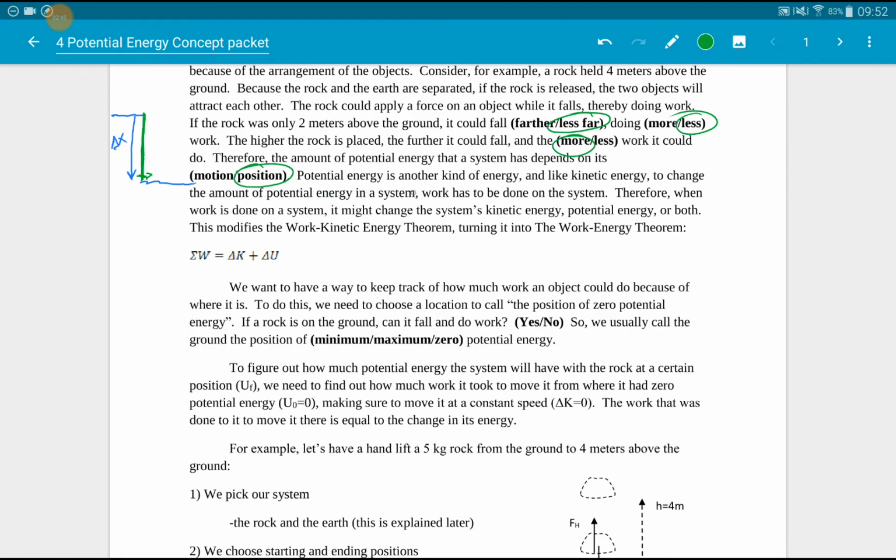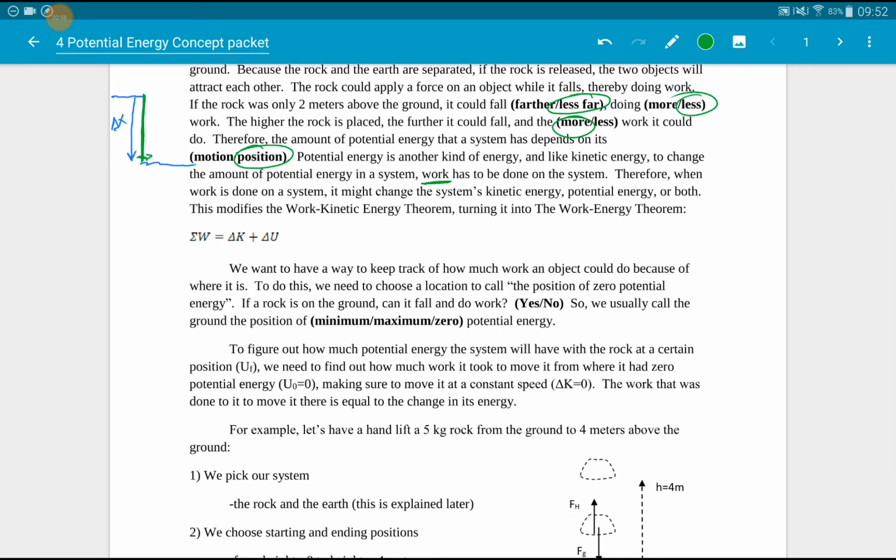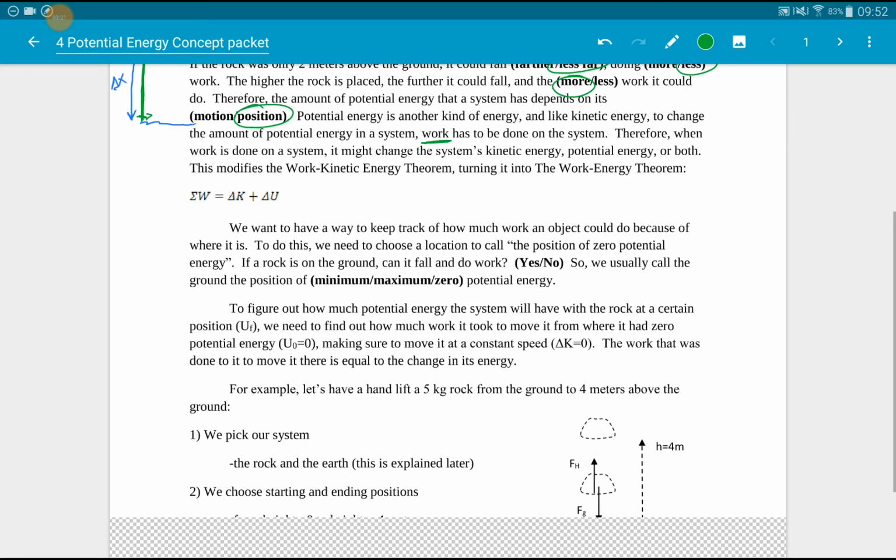Okay, potential energy is another kind of energy. It's like kinetic energy. To change the amount of potential energy in a system, remember the transfer of energy, work has to be done on the system. Therefore, when work is done on a system, it might change the system's kinetic energy, potential energy, or some combination of both of them. This modifies the work kinetic energy theorem, turning it into the work energy theorem, saying that, hey, if I add up all the work, it's going to be changing the kinetic energy, or I could also think about it as changing the potential energy, or some combination of both of them.